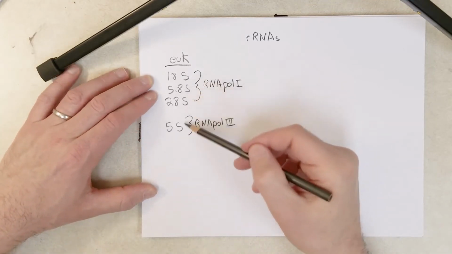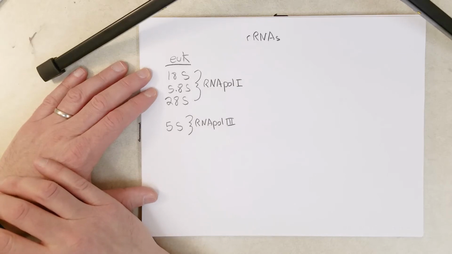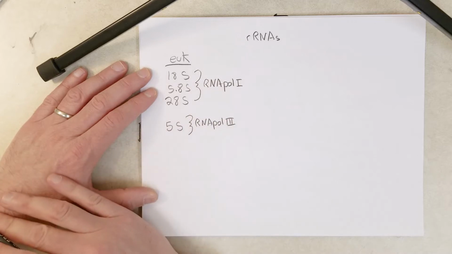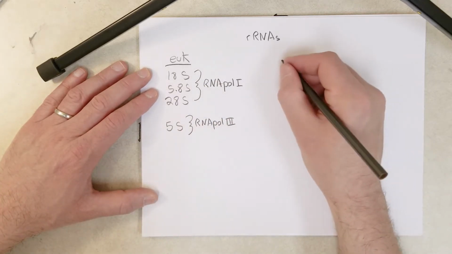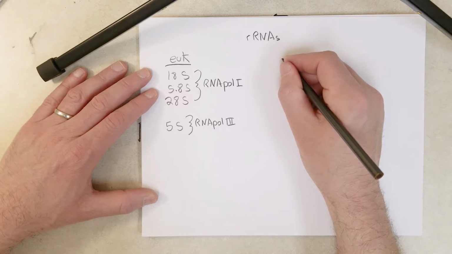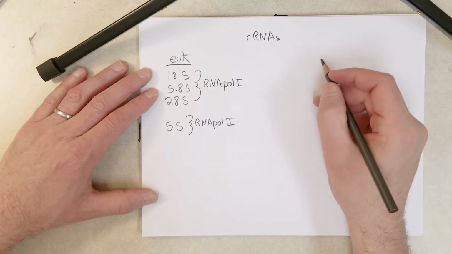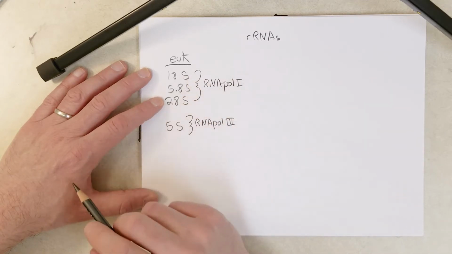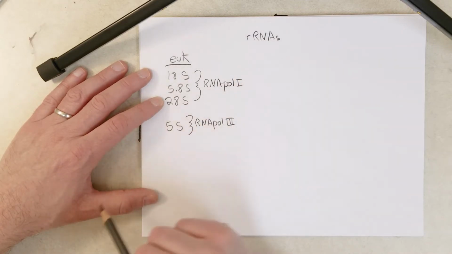So what do the genes look like for these? Well, it turns out humans have hundreds of repeats of these ribosomal RNA genes. These three are encoded by a single gene. Of course, that gene is repeated hundreds of times. More on that in a moment.